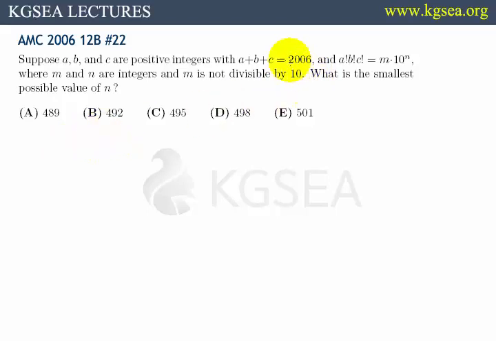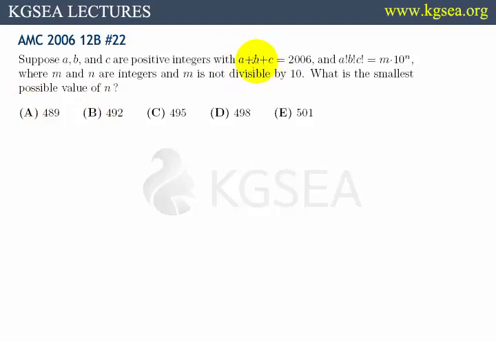Now we are going to do the problem. Suppose A, B, and C are positive integers that add up to 2006. If you take the factorial of each one and multiply them, you get a whole bunch of zeros, where m and n are integers and m is not divisible by 10. That means m will not sneak in 0 for you. Only this will produce 0, so there will be n zeros at the end. What's the smallest value of n?